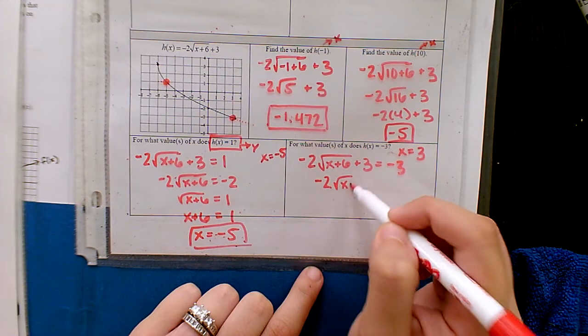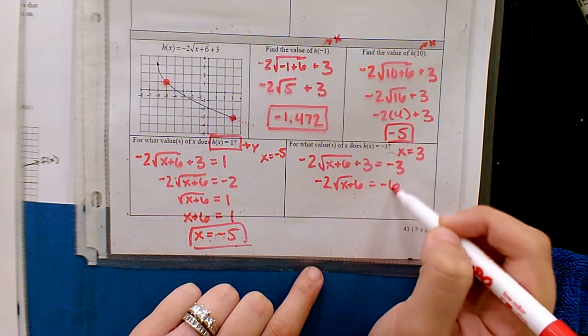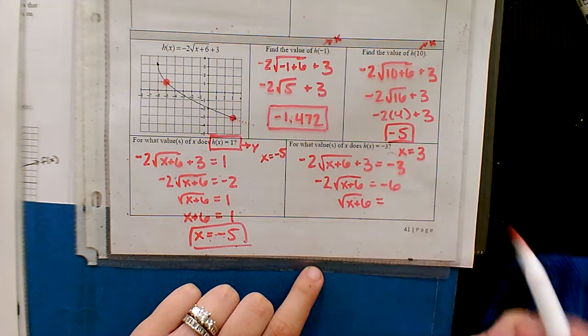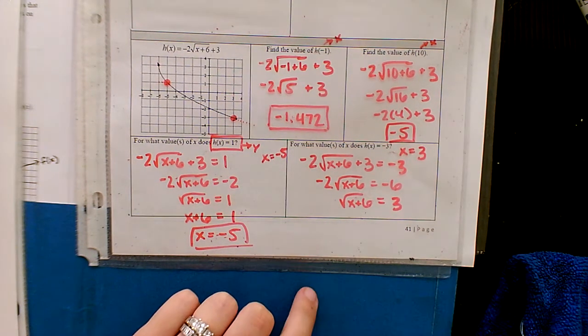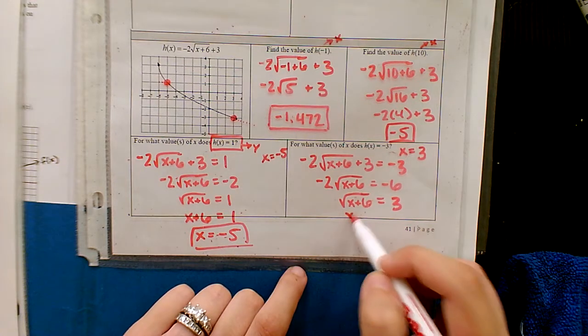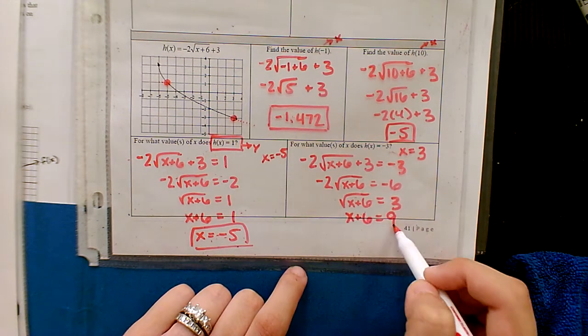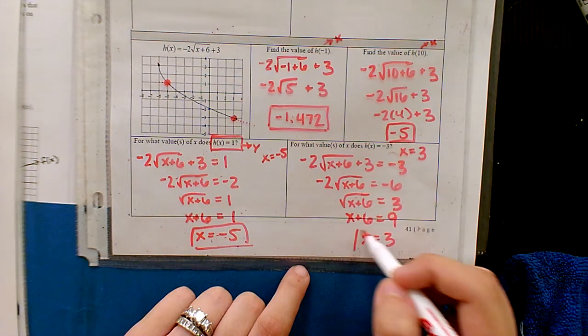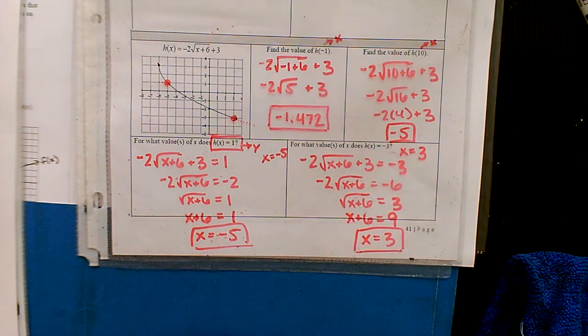We shall subtract the 3, divide the -2, square both sides, and then subtract the 6. Checking out, the graph's confirming our work, our work's confirming the graph, we have this relationship, everything's good. We doing okay so far?